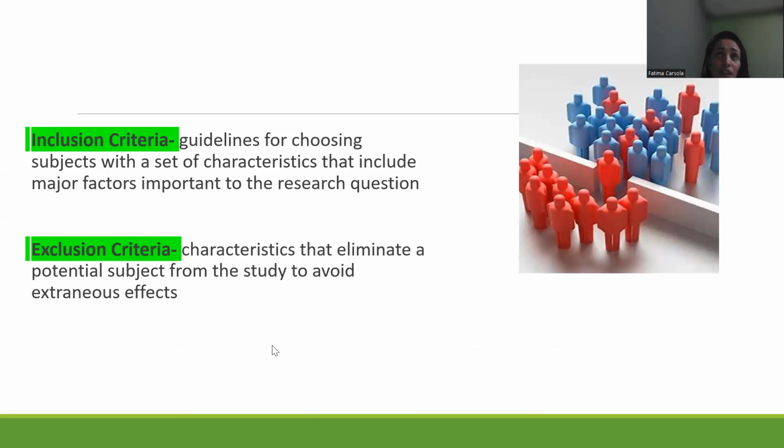For example, in qualitative research, we don't include participants who may not want to be interviewed. We don't force them. Or for example, they might be suffering from post-traumatic stress disorder related to the research topic. So you might not want to include them, or they should be excluded from the research. Okay, next.